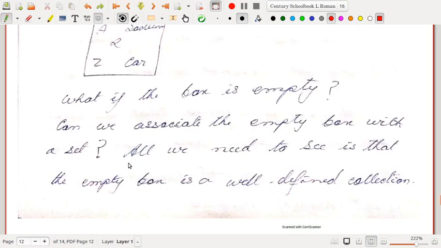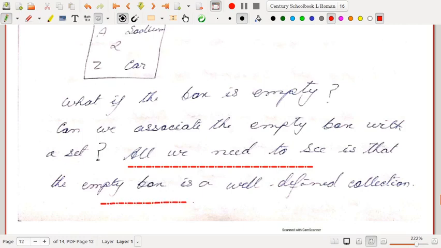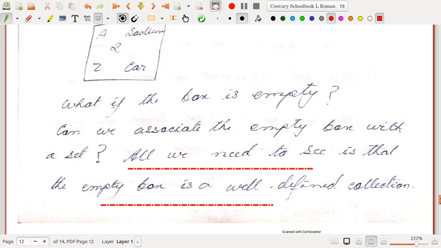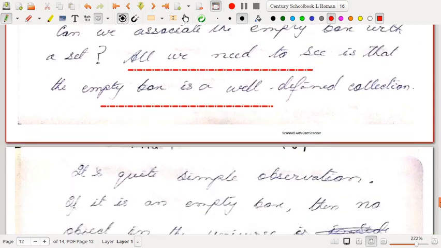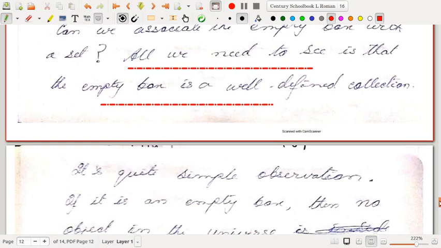And the answer is yes. All we need to see is whether the empty box is a well-defined collection or not. Can we say that the empty box, or empty set, collection of objects is a well-defined collection or not? So it's a quite simple observation.